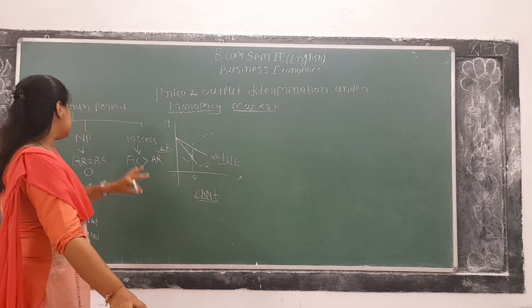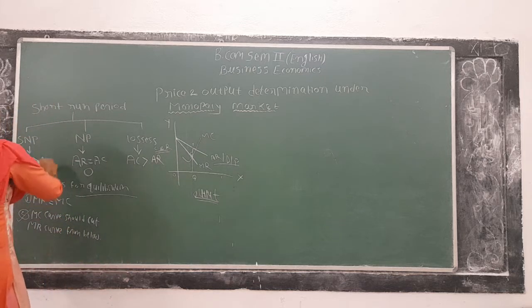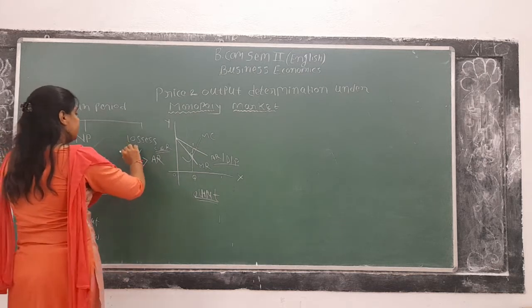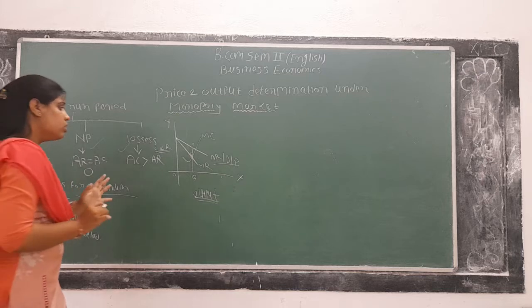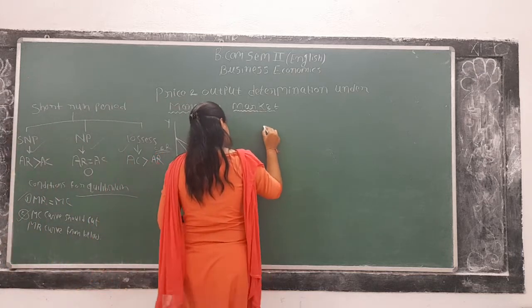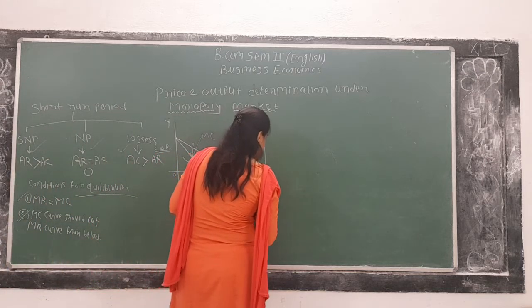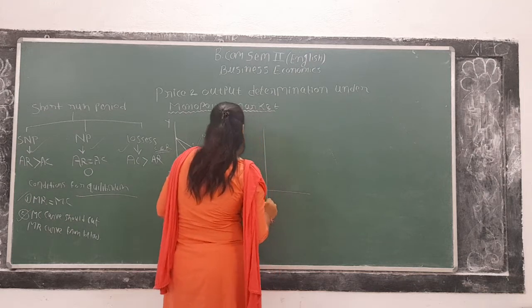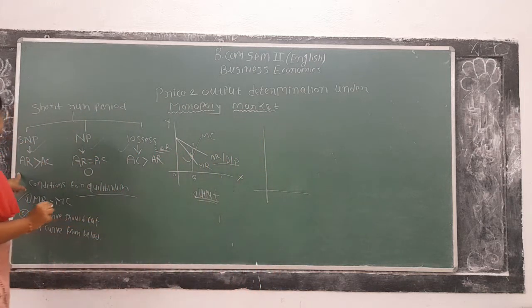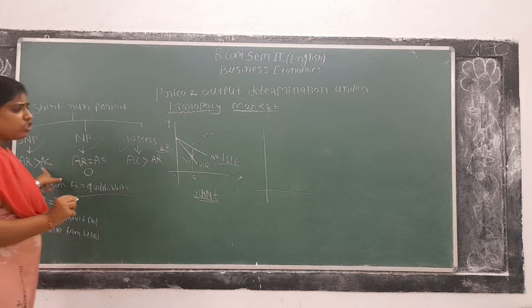Now we have to see these three conditions: supernormal profit, normal profit and normal losses. First of all, we are going to see the condition of supernormal profit. So what happens in supernormal profit? In supernormal profit, average revenue is greater than the average cost.